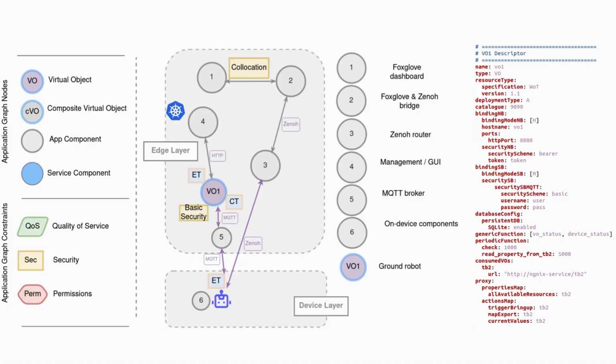The application graph includes multiple components being deployed as containers in a Kubernetes cluster. The VO container is at the core of the demonstration as a virtual abstraction of a complex physical robot, enabling flexibility and interoperability with other application components.